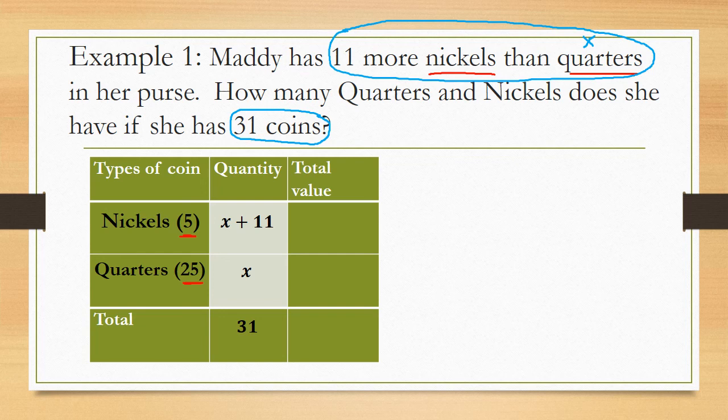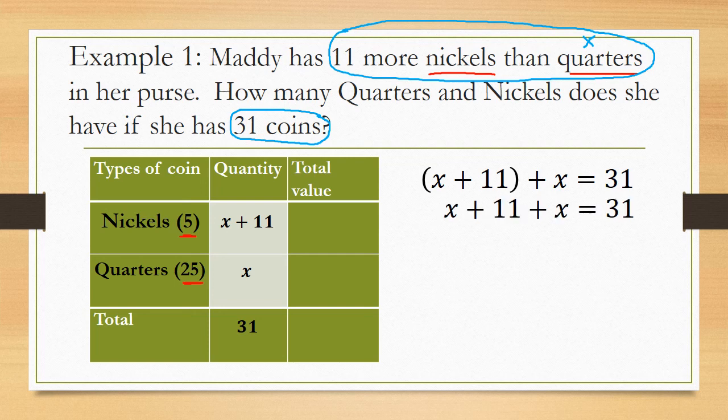So to set up the equation, I know that the total quantity of the coins is 31. That means I need to add the number of nickels to the number of quarters, because the number of nickels plus the number of quarters is 31. That means I'm going to end up with 11 plus X plus 11 plus X equals 31. Taking the parentheses away, because we have addition, we end up with X plus 11 plus X equals 31.